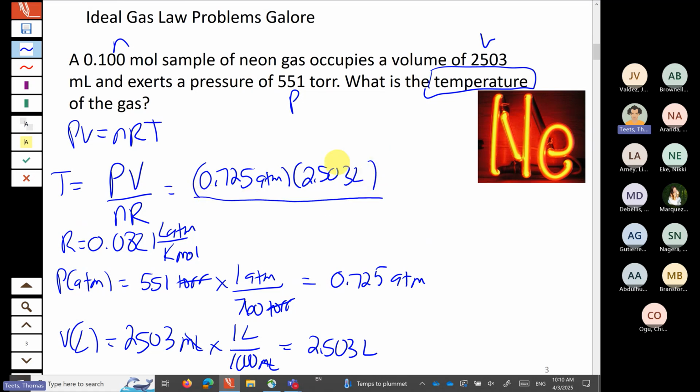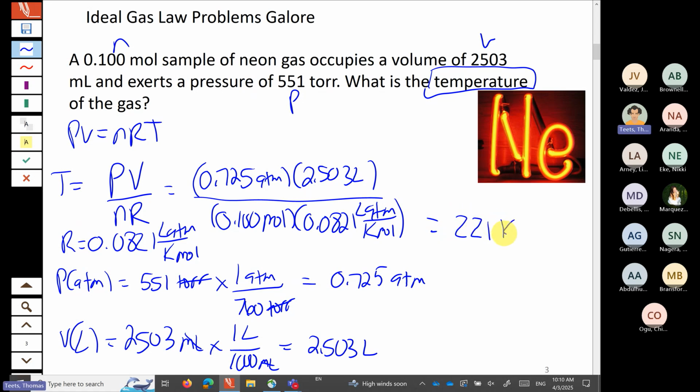And then in the denominator, we have number of moles. There's only one unit for moles, which is moles, so you don't have to convert anything there. 0.100, it's already in moles. And then R, as we said, has to be the standard value, the one that's found on your periodic table. We go there, and then we just work it out, and we get 221 Kelvin. We did not specify a unit, but if you wanted to convert this to Celsius, you would subtract 273 and get minus 52.